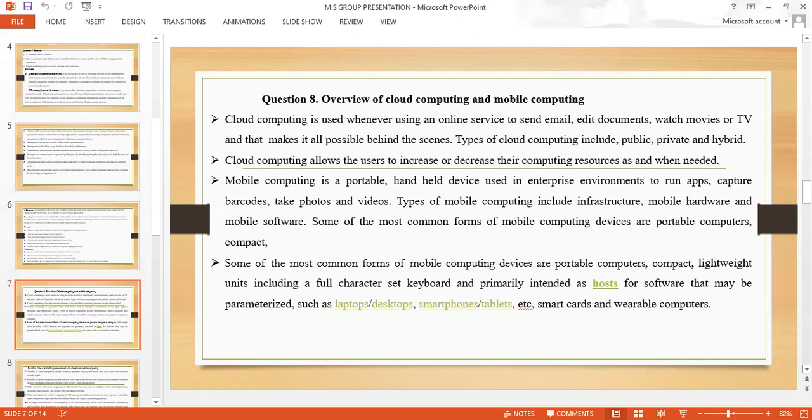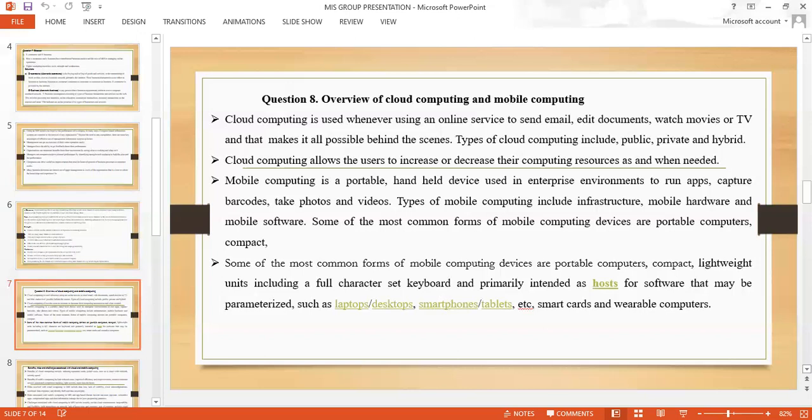The types of cloud computing include public, private, and hybrid. Public cloud is operated by a third party, a cloud service provider. It can be hosted by an organization or company. Then private cloud is used exclusively by a single business, such as marketing agents. And hybrid is a combination of both public and private clouds.